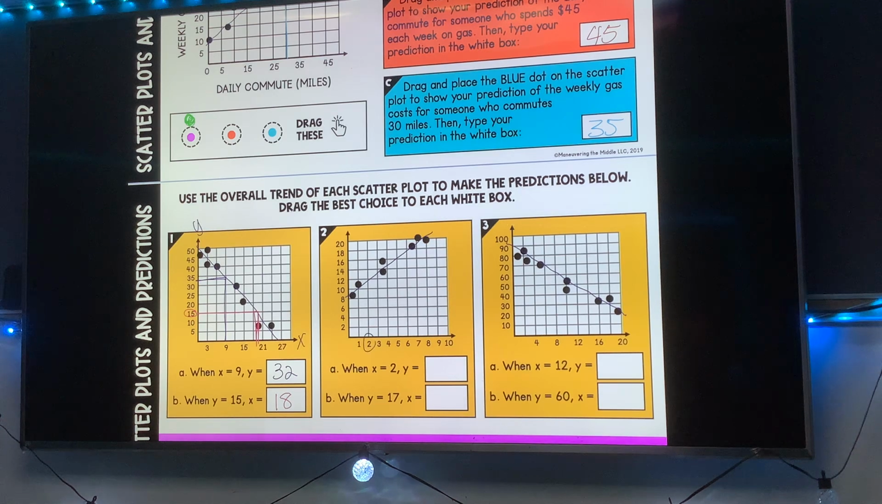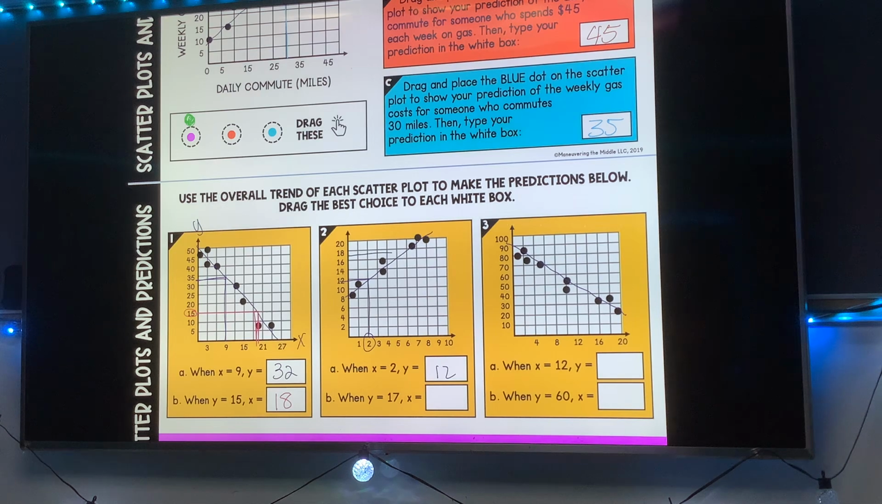When X is 2, Y is 12, or if yours is closer to 13, I would take that. So if I was doing something like this and I didn't give you answer choices, I would have a window of numbers that would be okay. Because not everybody's going to draw the exact same best fit line.